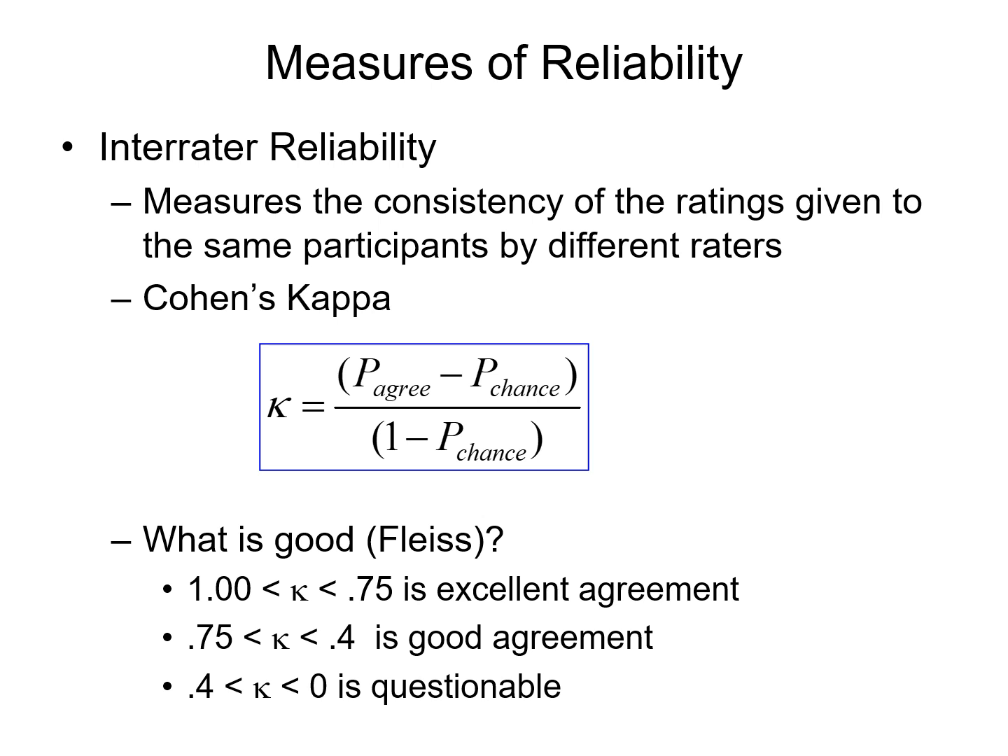It measures the consistency of raters given that the same participants have different raters. Basically, the equation for Cohen's kappa is the percentage of times that the people agreed minus the percentage of chance, divided by 1 minus the percentage of chance. Generally speaking, what we're looking for here is 0.75 to 1.0. That's generally considered excellent agreement on the Cohen's kappa. 0.75 to 0.4 is good agreement, and below 0.4 is questionable. We're going to go through some examples of how we actually calculate this in the next slide.